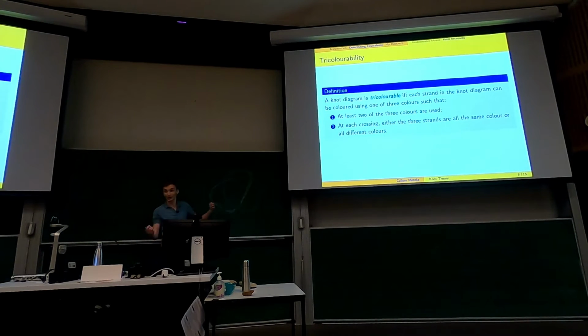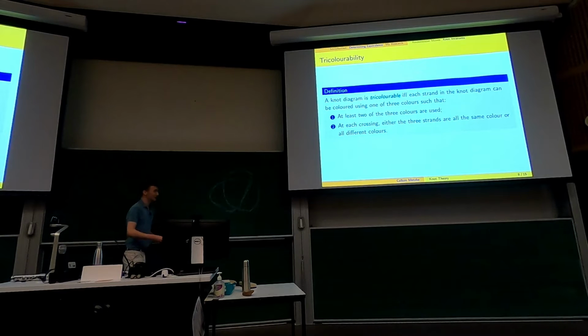And then tricolorability says that at each crossing, all the colors need to be different. So this strand necessarily has to be red. And let's check. Is tricolorability satisfied? We've used at least 2 colors. In fact, we've used 3. And at each crossing, we have green, blue, red, green, blue, red, green, blue, red. So yes, the turbo knot is tricolorable.